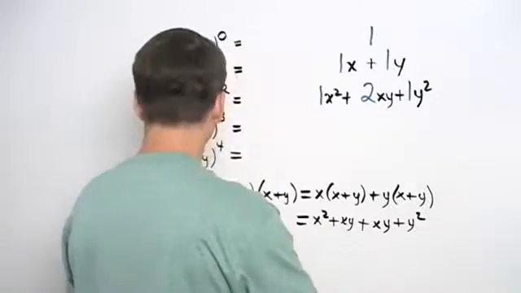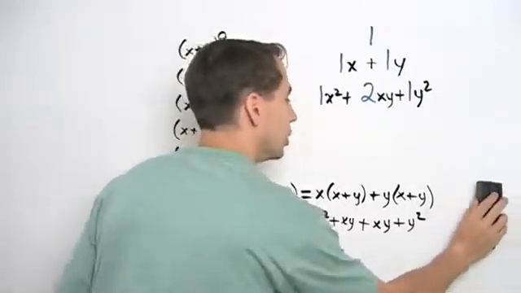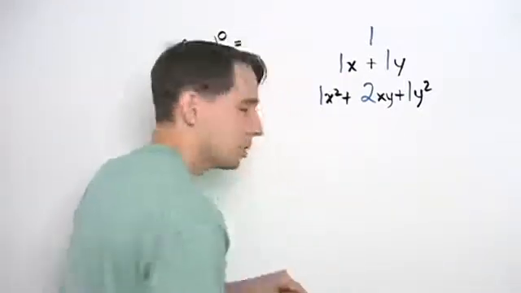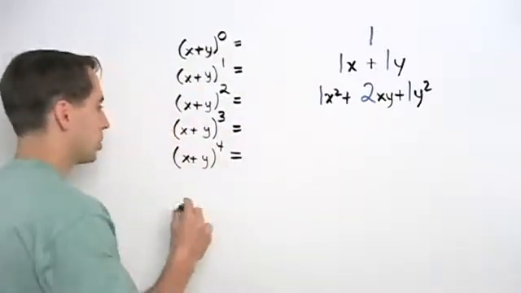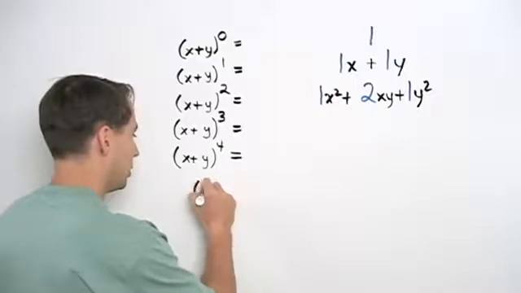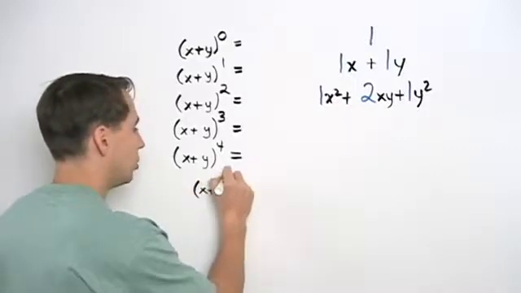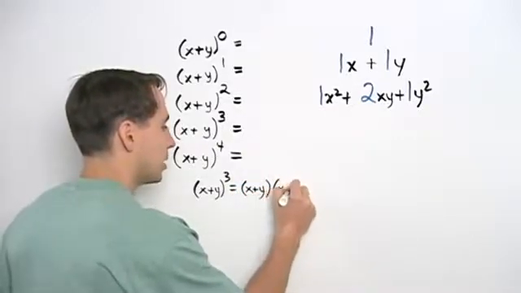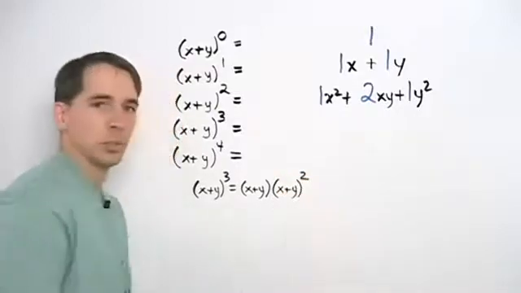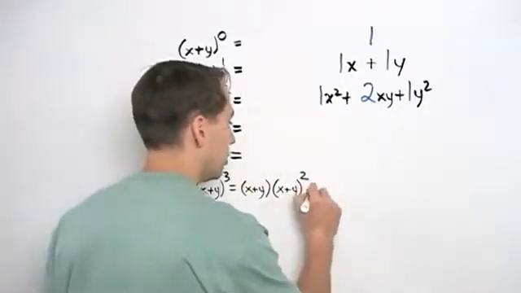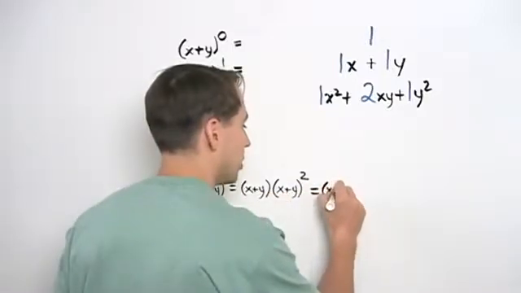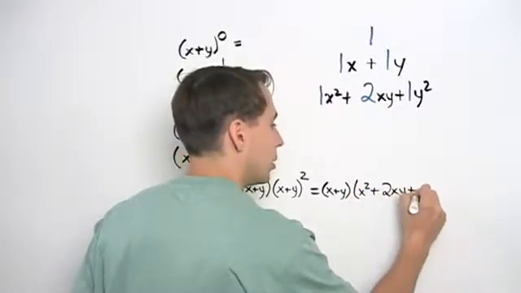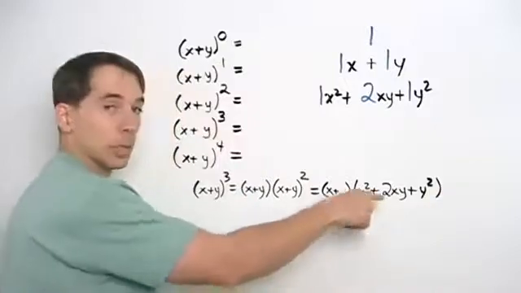Well, now we're going to move on to x plus y cubed. Go ahead and erase x plus y squared. And we don't have to start from scratch here, because we already have x plus y squared. So we can write x plus y cubed is just x plus y times x plus y squared. So we get to use this to get x plus y cubed. Since we already know what this is, we can write this as x plus y times x squared plus 2xy plus y squared. And we can multiply this out.